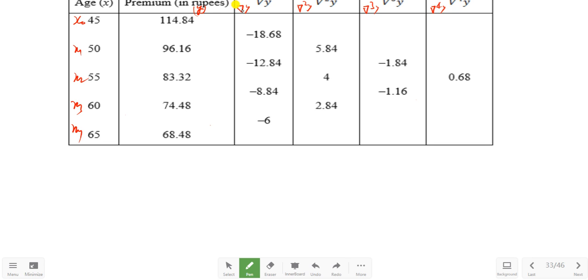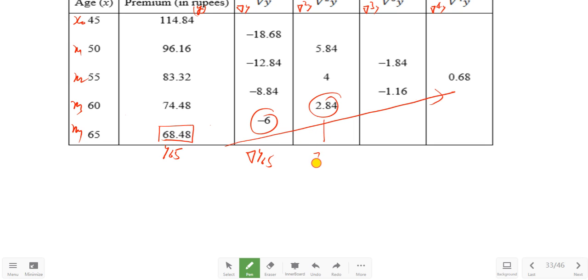Here we are taking the values from bottom to top, that is, this value is y65, this value is del y65, this value is del 2 y65, this value is del cube y65, and this is del 4 of y65. So these are the table values, and we substitute these table values in the Newton's backward difference interpolation formula.